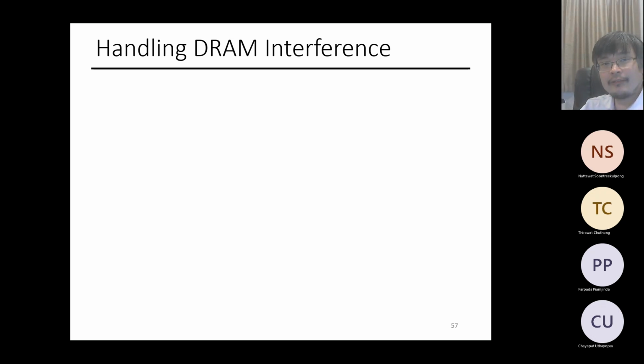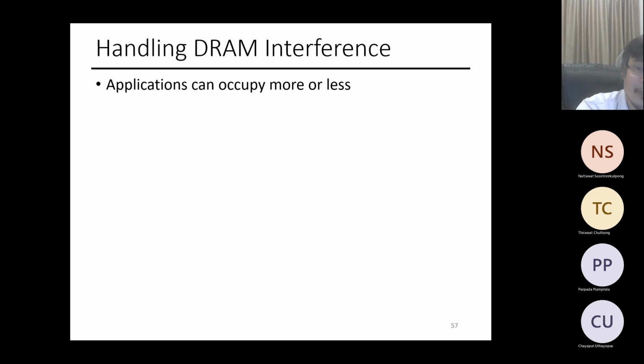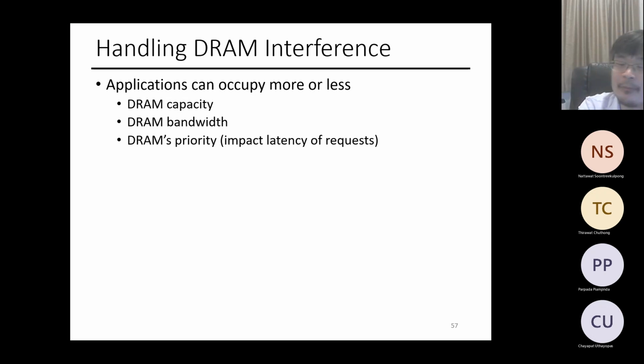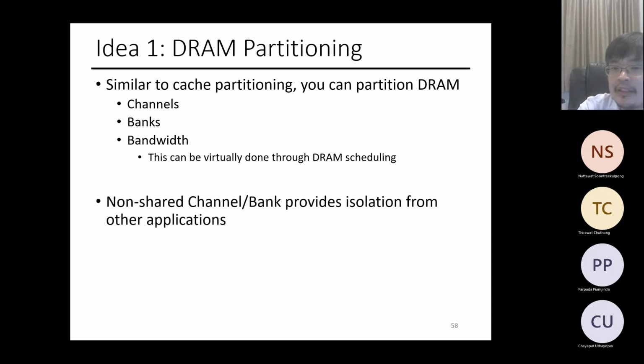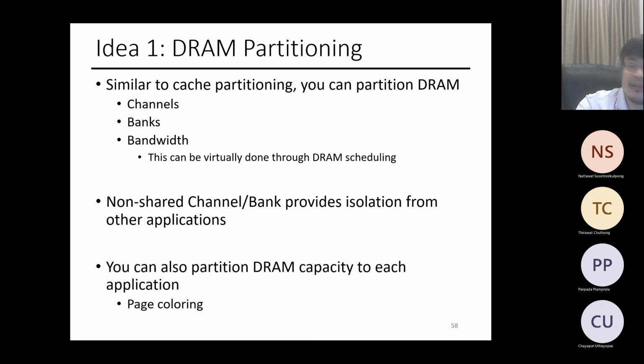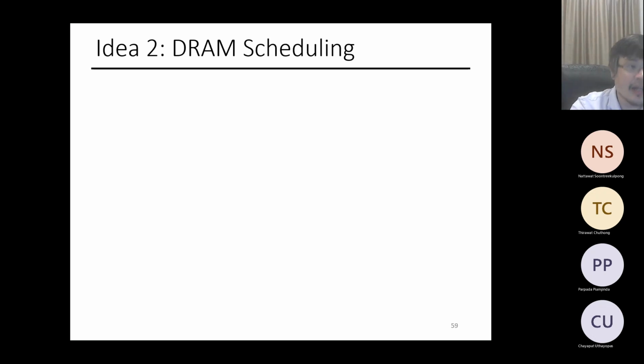The next thing is we want to be able to handle DRAM interference as well, because applications can occupy more or less DRAM capacity, DRAM bandwidth, and the priority in which the requests get scheduled, right? So you can do things like DRAM partitioning. Split the DRAM into multiple channels or multiple banks and partition the DRAM for each application separately, right? And non-shared banks would provide isolation from other applications. You can also partition DRAM capacity with things like page coloring. So this is a classic OS technique that you can apply.